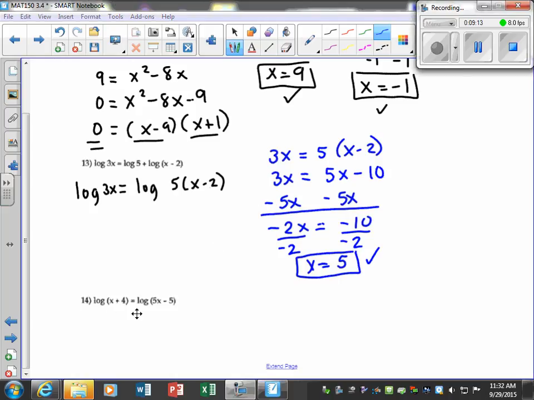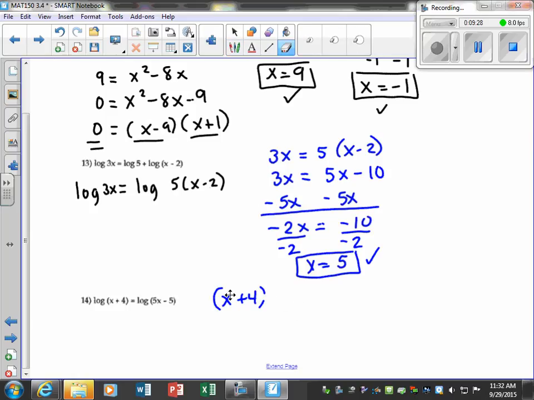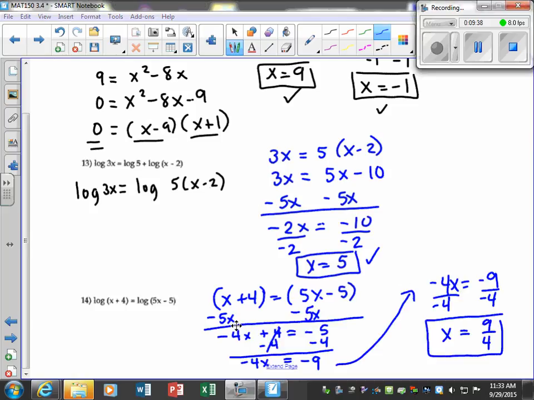Okay, log base 10, log base 10. There's only one log on this side, one log on this side. So we use our one-to-one property and just set arguments equal. So x plus 4 equals 5x minus 5, arguments equal one another. And solve this for x. Okay, check your work on the algebra. We get x equals 9/4, and we check it in here, and it's a positive argument, so it satisfies.